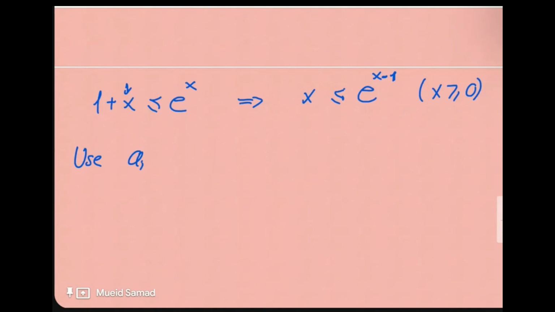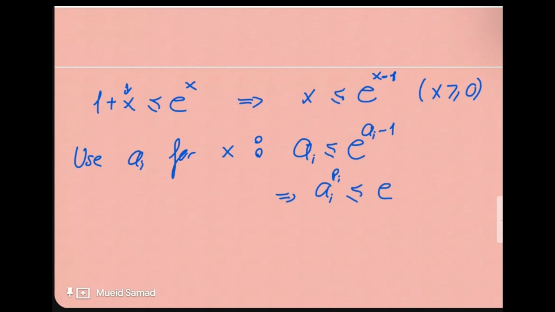Now we want to use the a_i for these x's. So we have a_i smaller or equal to e to the power of a_i minus 1. And if we take this to the power of something positive, so this is positive and this is positive, if we take this inequality to the power of p_i, the inequality is preserved and we get a_i to the power of p_i is smaller or equal to e to the power of p_i a_i minus p_i.